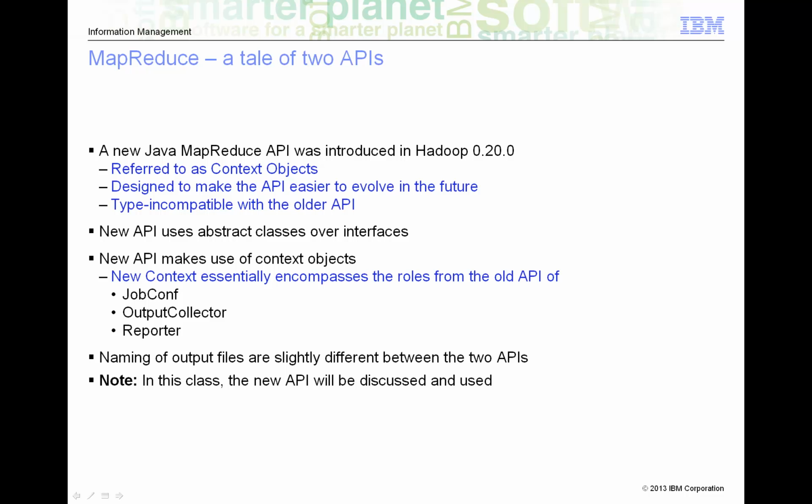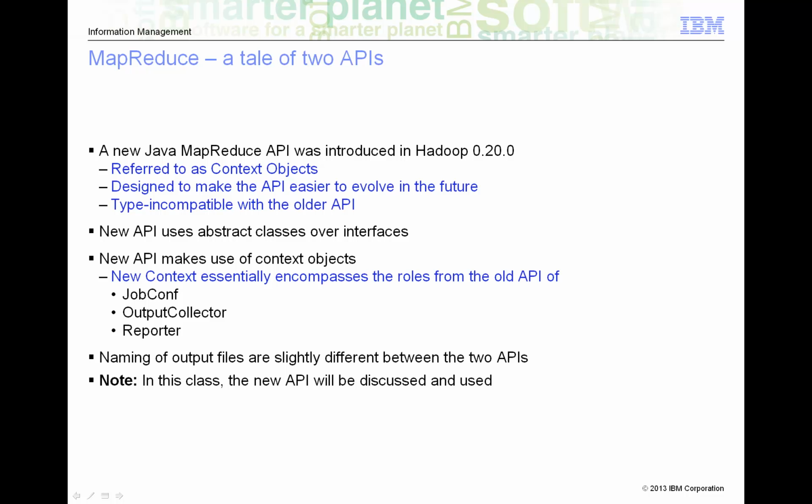Effective with Hadoop version 0.20.0, a new Java MapReduce API was introduced. With Big Insights version 2.1, we use Hadoop 1.1.1 as the underlying source code. This new API makes use of abstract classes versus interfaces. This makes it easier for the new API to evolve in the future without breaking old implementations of various classes. The data types are incompatible between the two APIs, so an older application must be rewritten in order to take advantage of the new API.